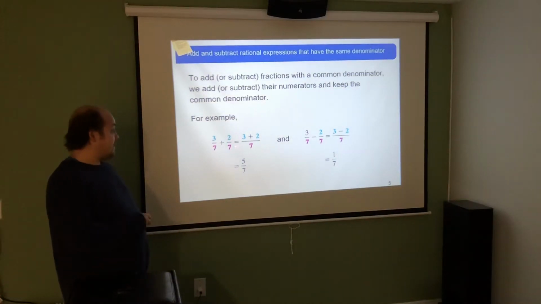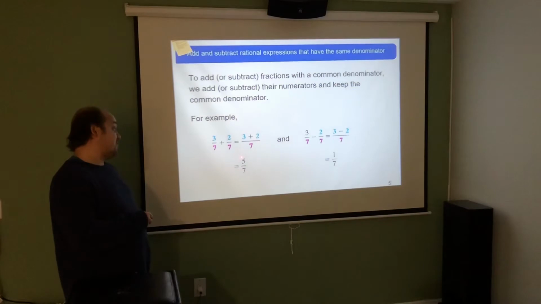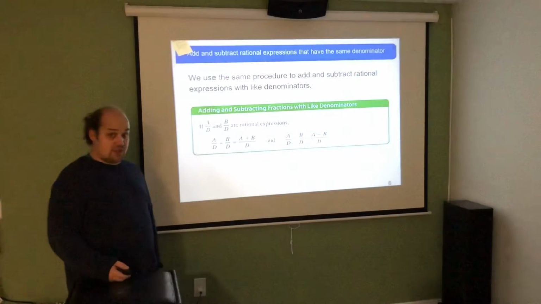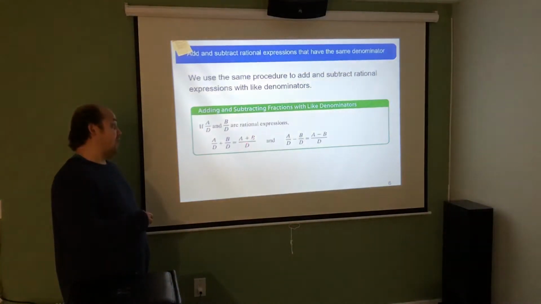7, basically what we do is we add the tops and keep them over that same bottom. Same idea with subtraction, we subtract the tops and keep them over that same bottom. If I reduce here, 3 plus 2 gives me 5 over 7. 3 minus 2 gives me 1 over 7. So the general idea is if D is the same in these rational expressions, A over D plus B over D gives me A plus B over D. A over D minus B over D gives me A minus B over D.